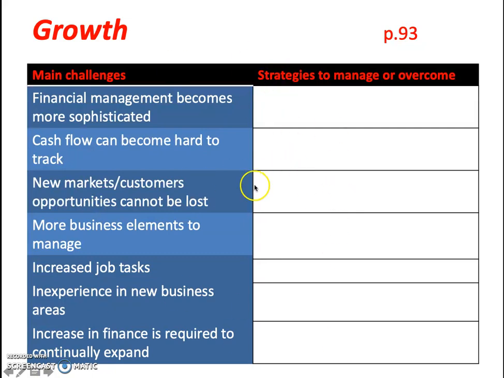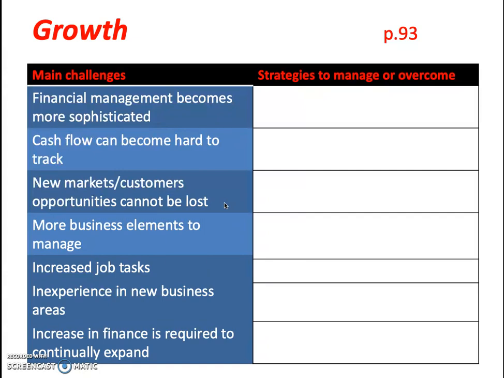Now, gentlemen, once again, we have this table here. If you return to page 93 or around about there in the old book, you'll see table 4.2. Once again, we need to know what these main challenges are and the strategy and how we overcome them. So if I was in class standing there at the moment, I'd be asking you to complete this table. For example, you might have financial management become more sophisticated. Well, how do you do that? Do you start using MYOB or Xero?